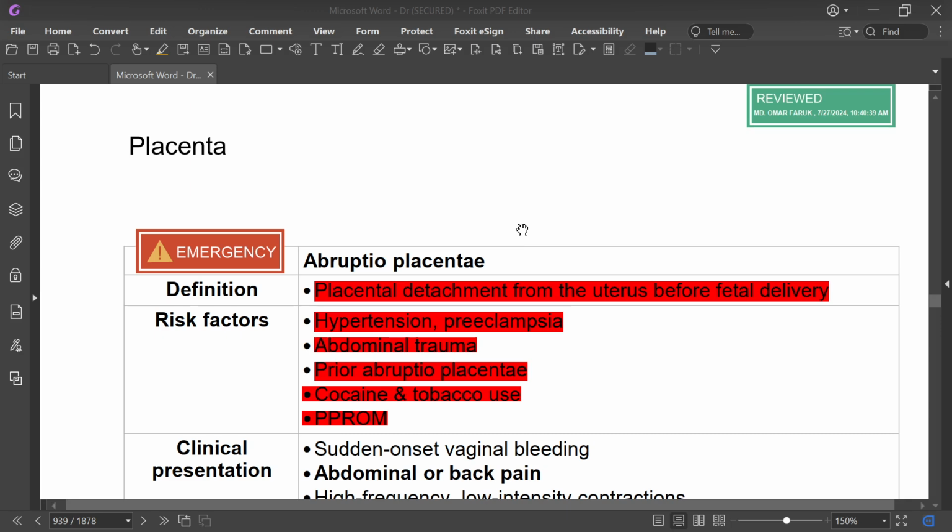It's a high-yield topic regarding obstetrics. Start with the placenta. Antepartum hemorrhage is of two types: placenta previa and abruptio placenta. What is placenta previa?